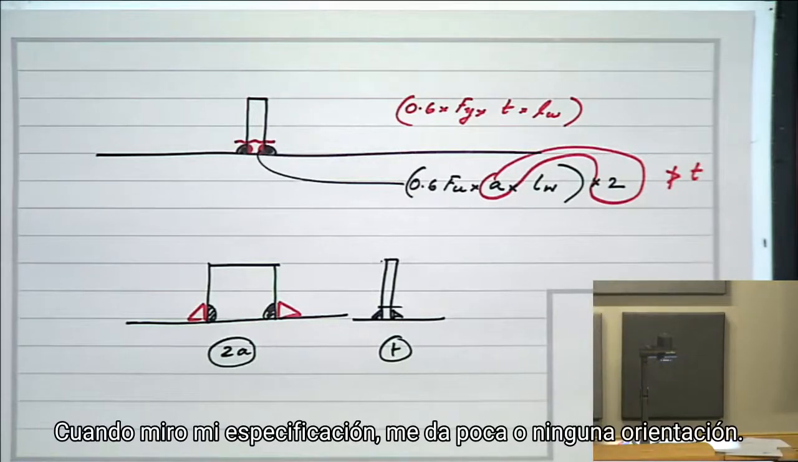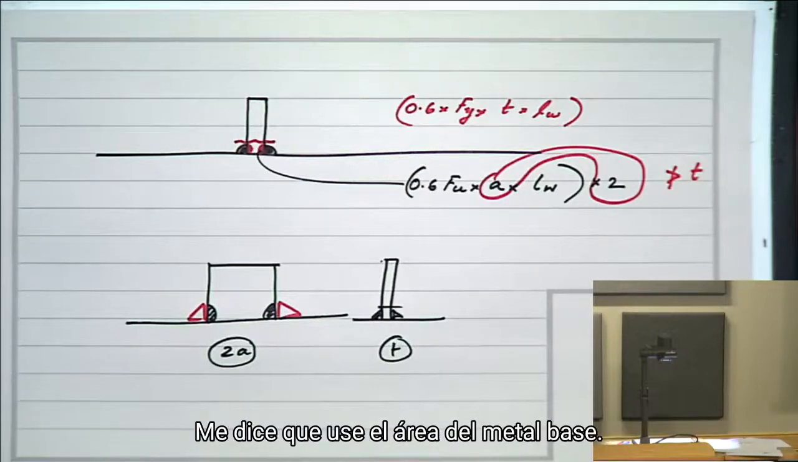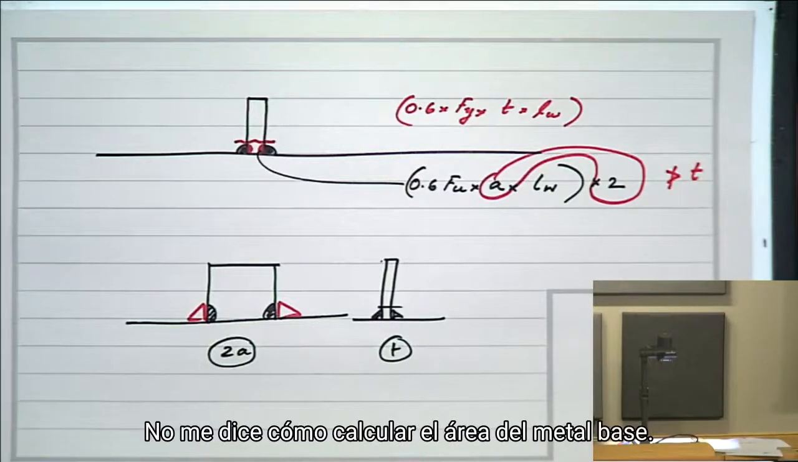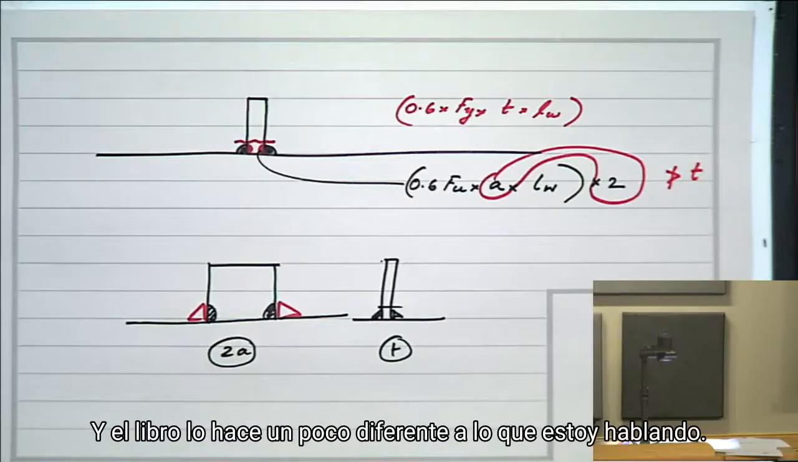When I look at my specification, it gives me little to no guidance. It tells me use the area of the base metal. It doesn't tell me how to calculate the area of the base metal. And the book does it a little bit differently than what I'm talking about here.